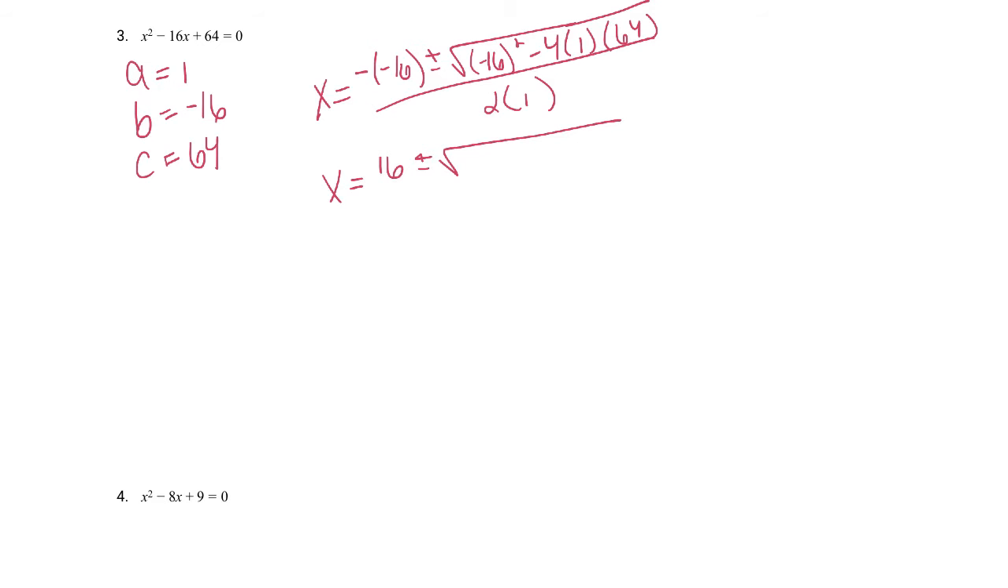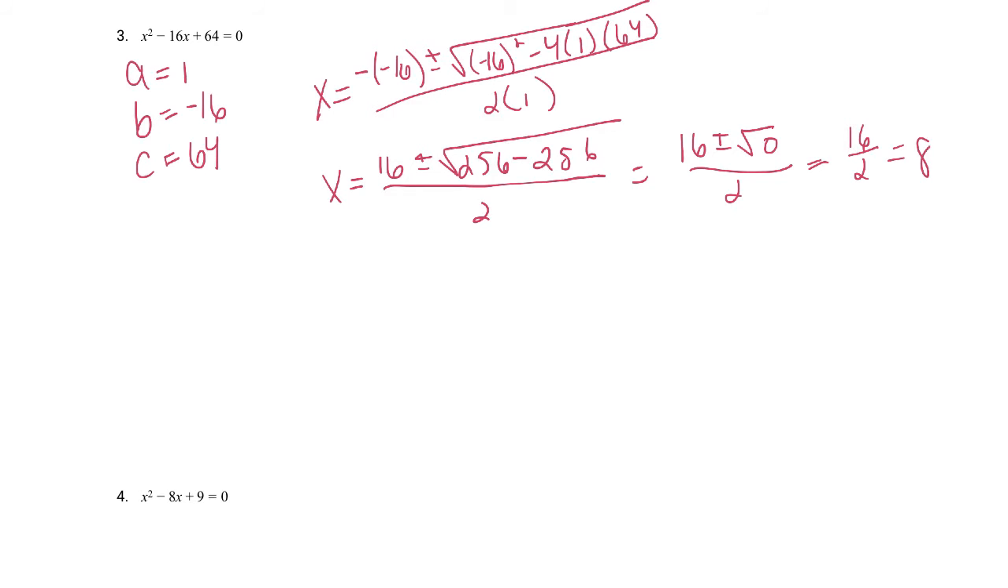That's one I don't know off the top of my head. Oh, I do actually know. 256. And then 64 times -4 is -256. And that's all over 2. So if we simplify just a little bit more, we get 16 plus or minus the square root of 0 over 2. The square root of 0 is 0. So this turns into 16 over 2, or 8. So our solution is x equals 8.